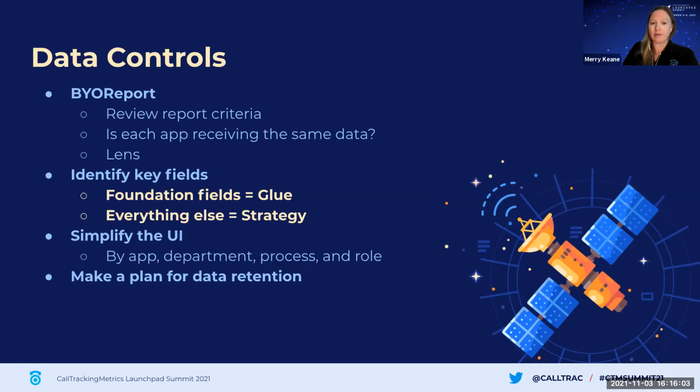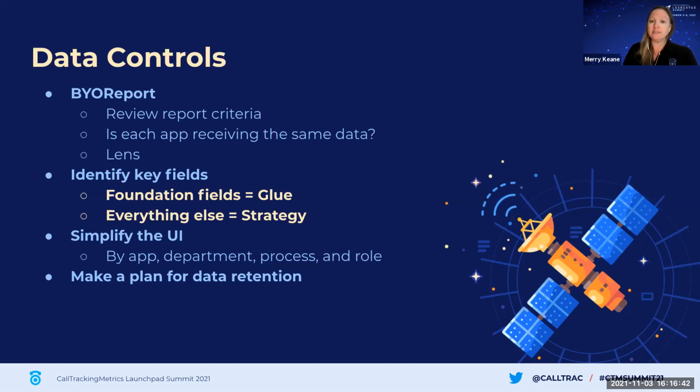Another thing that I'd recommend is identifying your key fields. I'd look at these by app, by department, by process, and by role. We all have many fields that we work with, and I like to talk about them in 2 groups. We have the foundation, and then we have everything else. So foundation fields are what I like to call the glue that holds our tech stack together. These are the fields that are common amongst all apps that we're using, and it's the bare minimum needed for key processes and communication to be triggered. So when there's an issue with one of our foundation fields, I know that this is a priority 1 issue that needs to be addressed immediately.